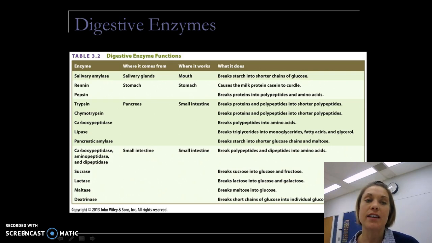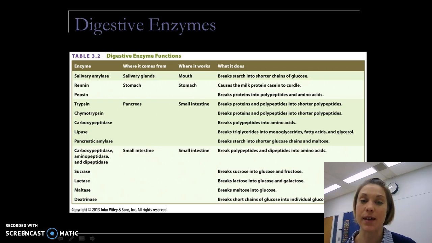When we look at a variety of enzymes that we can find in the digestive system, we can find enzymes that digest carbohydrate and protein and fat. As you can see here, salivary amylase comes from the salivary glands. It works in the mouth, and it breaks starch down into shorter chains of glucose. If you try putting a piece of white bread or a white cracker in your mouth, you'll actually start to taste sweetness in 30 seconds or so. And this is the action of salivary amylase breaking starch into shorter chains of simple sugars.